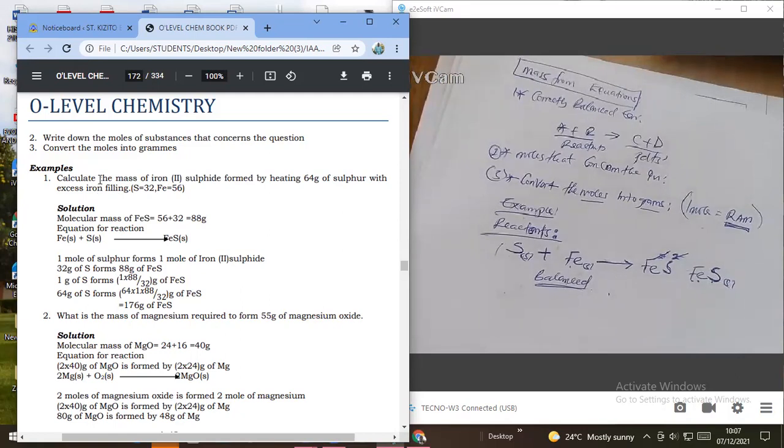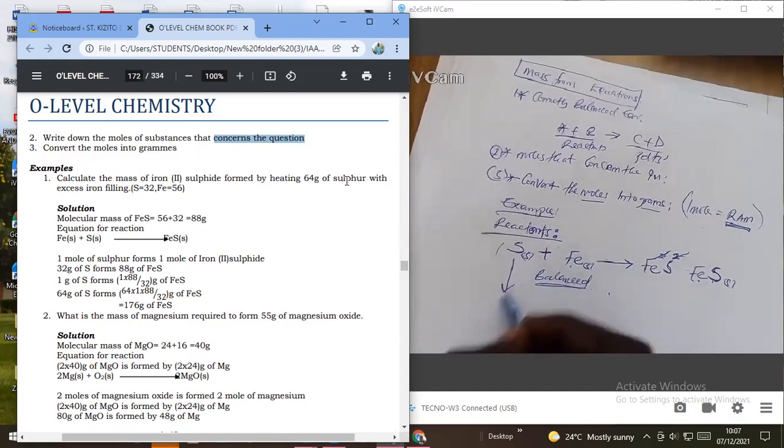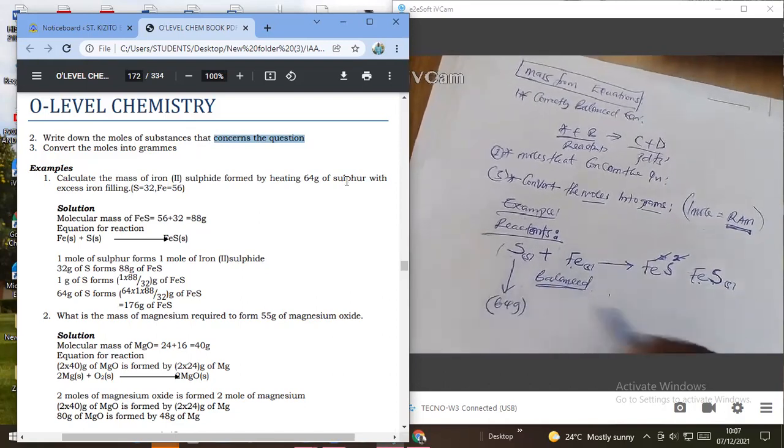So our second step is to write down the number of moles of substance that concerns the question. The rest that don't concern the question, leave them out. Look at the question. What have they given you? They have given you 64 grams of sulfur. So they have given you sulfur, 64 grams, isn't it?